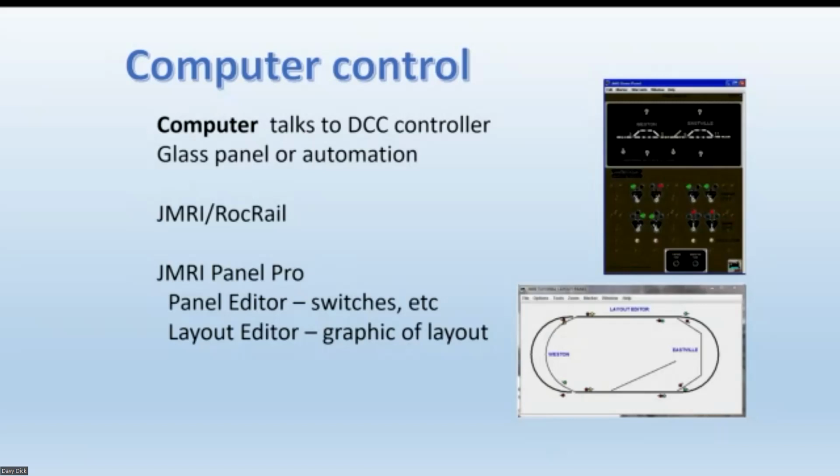There are various commercial options, but JMRI and Rockrail seem to lead the field in the free options. And there are members on here today who'll know more than me about how to use JMRI. But basically, you have the Panel Pro, where you can have a panel editor like we have in the top here, or you can have a layout editor where you have a graphic representation of your layout. So the Panel Pro is very flexible software if you want to go down the computer route.